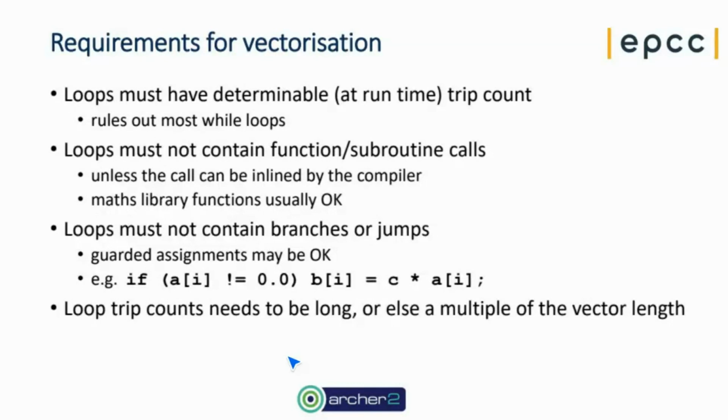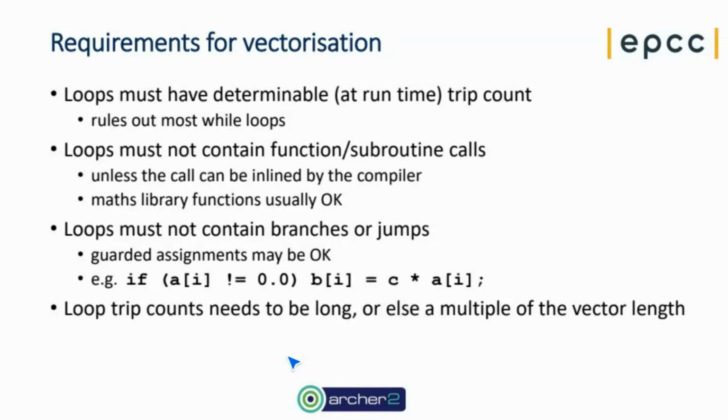So what do we need in order for a compiler to have a good chance of generating vector instructions? Well, loops need to have a determinable trip count, at least determinable at runtime. It doesn't have to be compile time determinable. So that rules out a lot of while loops. The loops can't contain any function or subroutine calls unless the call can be inlined by the compiler, or there are some cases, for example, certain classes of functions which basically don't have any side effects.